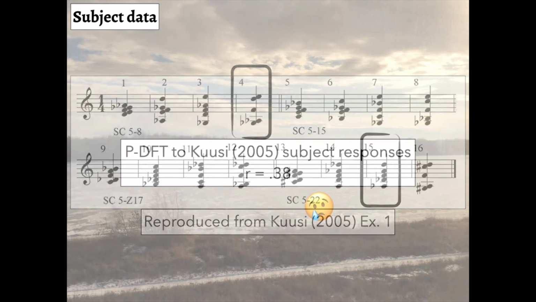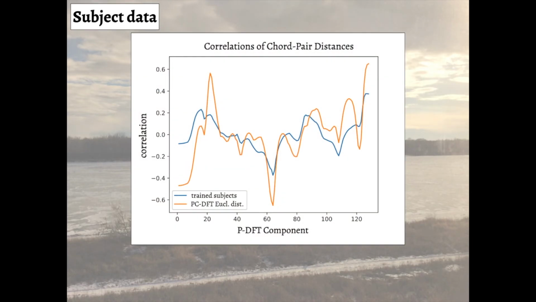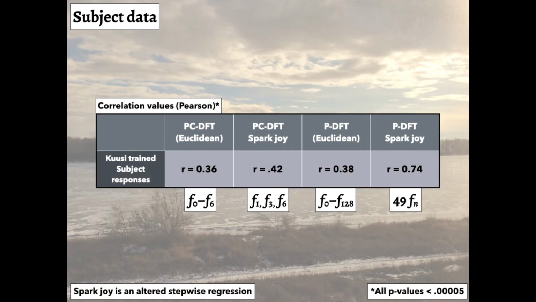But it turns out that using all components, the correlation isn't that great at Pearson's R equals 0.38. So we dug into the P-DFT to see how each component factors into the subject predictions. As shown here, we see that to Kuzi's subject responses, certain components are better at predicting subject responses than others. Following the idea that some components matter more, we did a form of stepwise regression that we're calling the spark-joy method to trim the P-DFT's components to only the ones that positively impact the correlation. Now, obviously, this is all post-hoc, so we're not making any predictive claims here, but we were able to get a correlation value of 0.74, which is much higher than any other pitch class similarity measure.